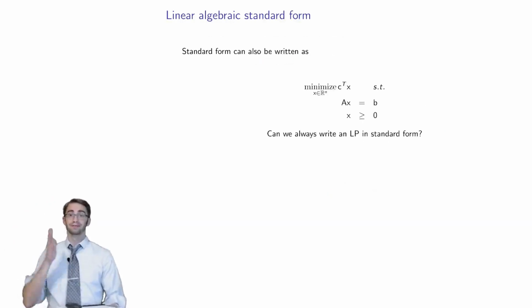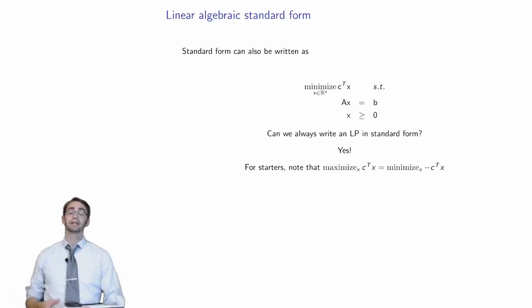So we could pause the video and take a poll there. Yes or no, do you think it's always possible to do that? The answer is yes, you absolutely can. You can always take any linear program that I give you, and you can add variables, add constraints, play with things to transform it into an equivalent linear program that is in standard form.